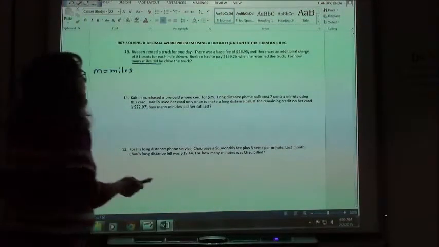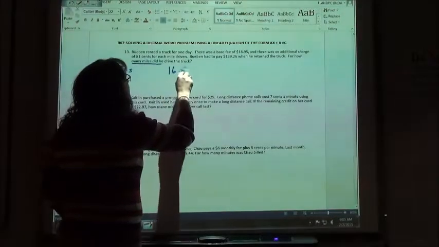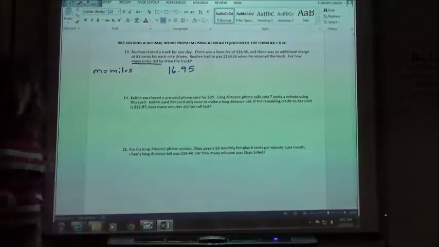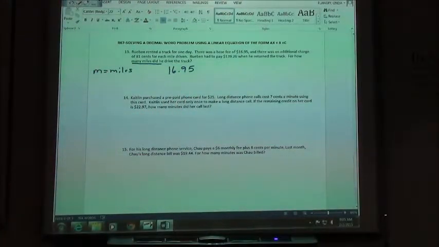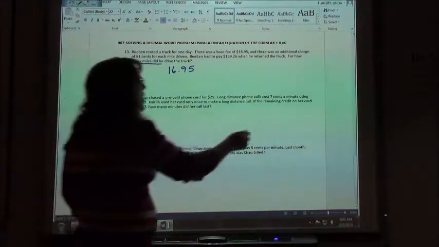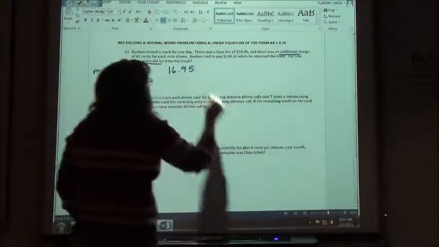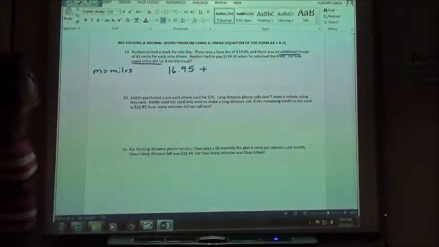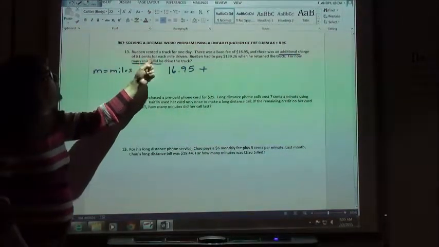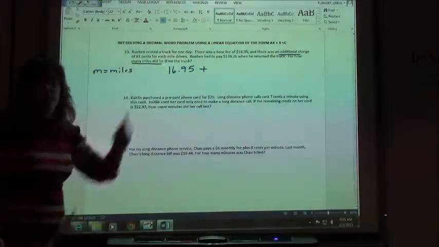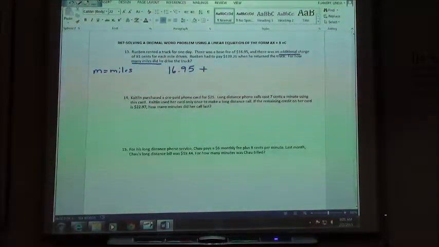I'm going to rent a truck. My base fee is $16.95. I have to pay that whether I drive it 10 miles or 9,000 miles. $16.95. There was an additional charge. That tells me I'm going to add. My additional charge is 81 cents for each mile driven. So I'm taking 81 cents times the number of miles I drive.